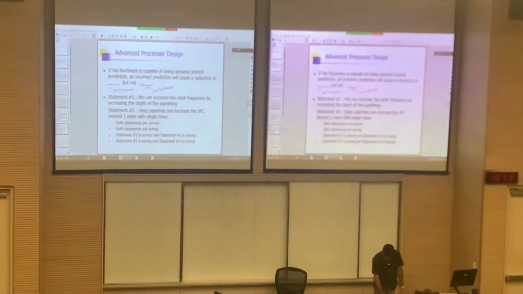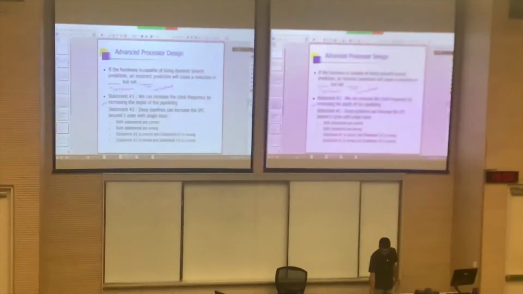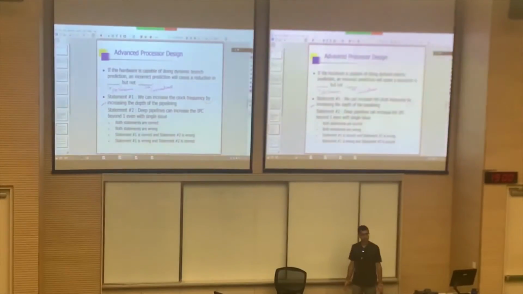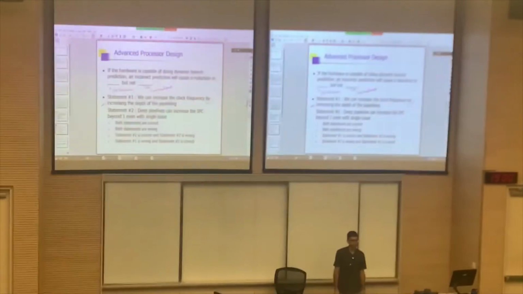Now next one, we can increase the clock frequency by increasing the depth of pipelining. That is correct. You can keep on increasing clock frequency arbitrarily, but after some point you will realize that any attempt to increase the clock frequency has diminishing returns. Okay, you throw in a lot more hardware only to get a very small improvement in clock frequency.